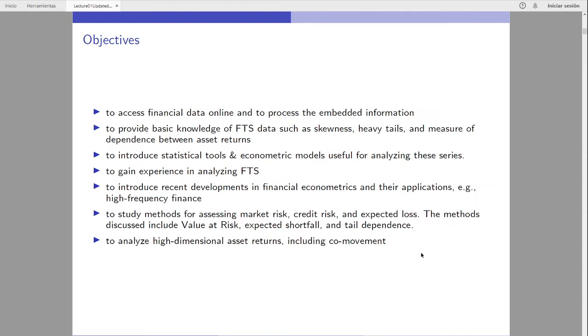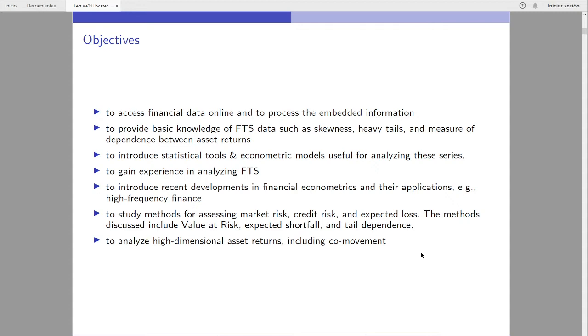Okay, for objectives of this course, the first one is to access financial data online and to process the embedded information. This is what R is going to be mostly used for. For the second one, I want to provide rich knowledge of financial time series data, such as skewness, symmetry or heavy tails, and measure of dependence between different asset returns, or even the same asset return on different moments in time. Third one, introduce statistical tools and econometric models useful for analyzing this series. And I want to, of course, gain experience in analyzing this series.